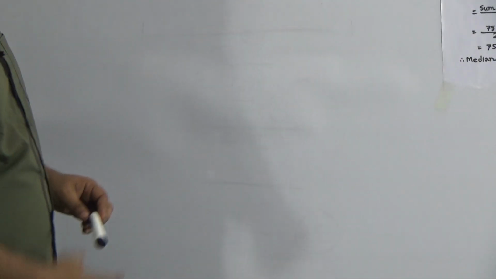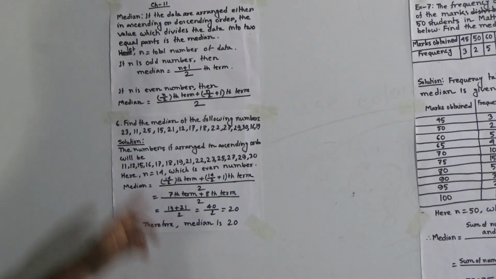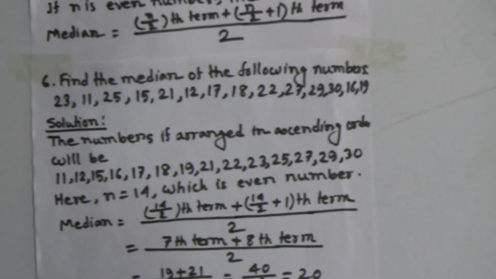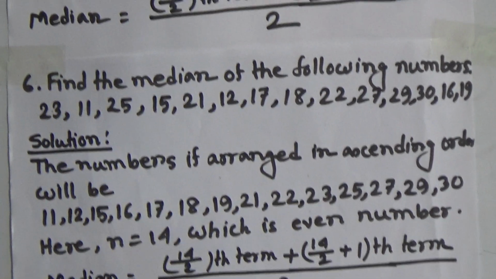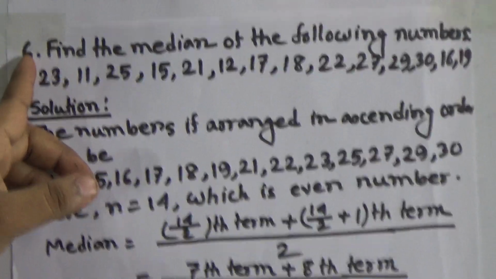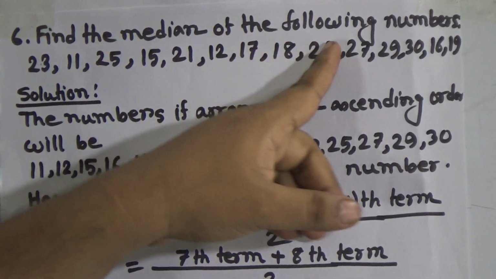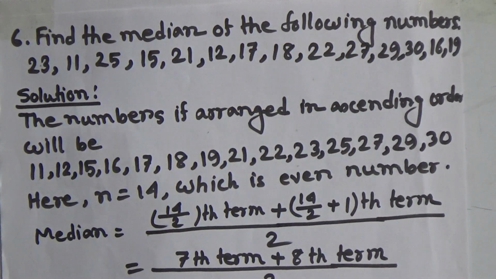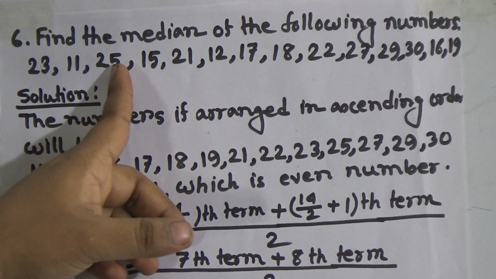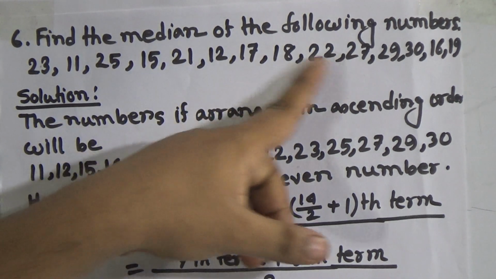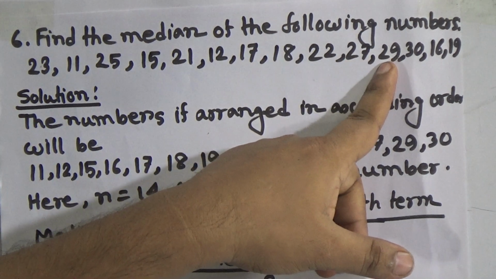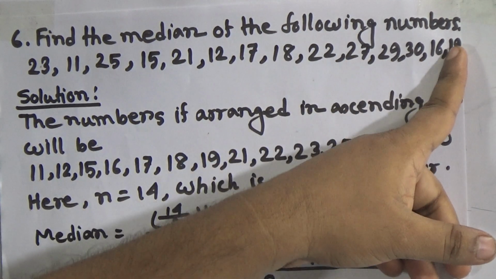Now my dear student, we shall solve two examples by using this formula. Okay. So example number 6: find the median of the following numbers. Here the numbers are 23, 11, 25, 15, 21, 12, 17, 18, 22, 27, 29, 30, 16 and 19.